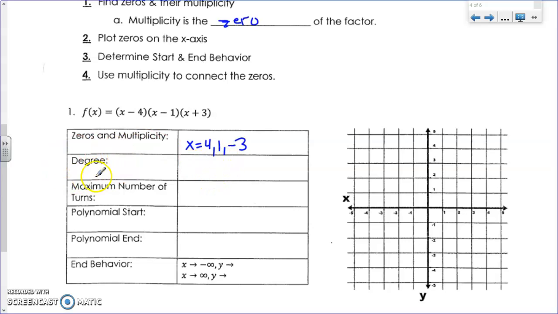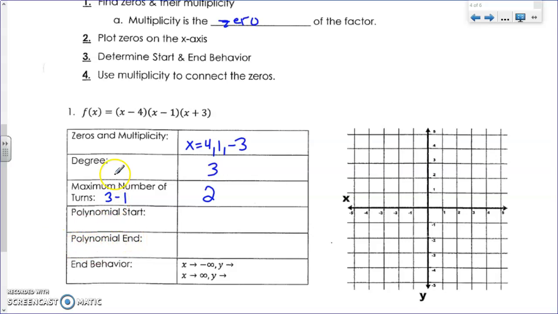Okay? What is the degree of this function? How many zeros are there? 3. So then what is the maximum number of turns? We do 3 minus 1 and get 2. All right. I have to figure out how the polynomial ends before I can figure out the start, right? Because it's either going to end the same or it's going to end the opposite, right? Start and end the same or opposite.